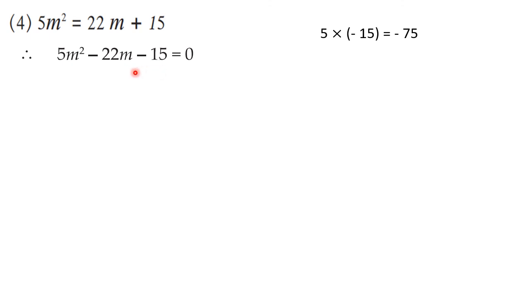In some cases you may get factors here, but in this case, if you try to find the factors for minus 15, then you will not get the two numbers with multiplication 15 and difference 22. Not possible. So don't forget to do this multiplication. So 5 into minus 15 is minus 75. Again, the negative number is there, so we have to think of subtraction.